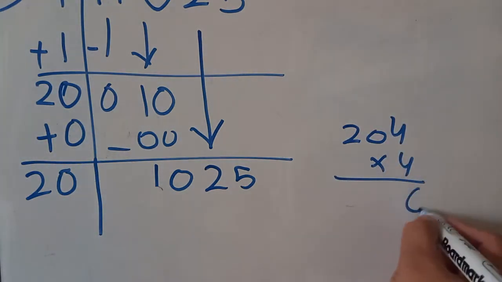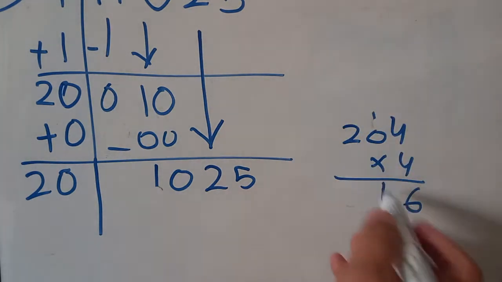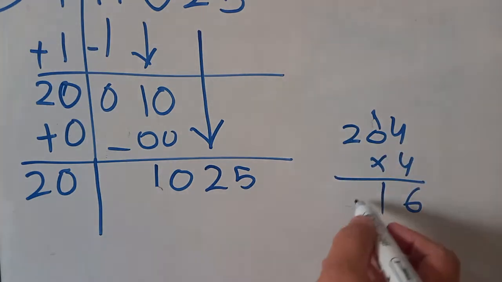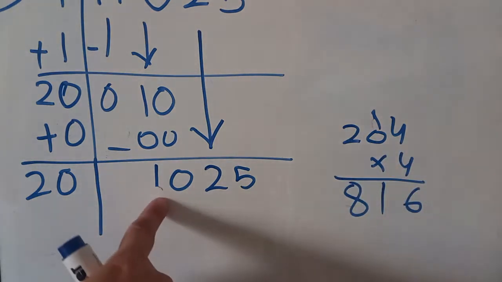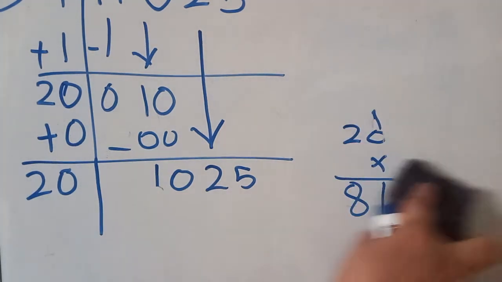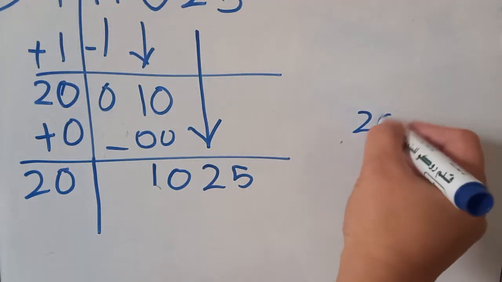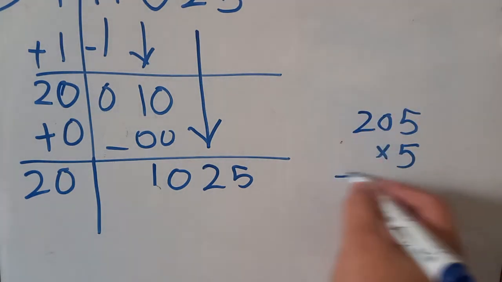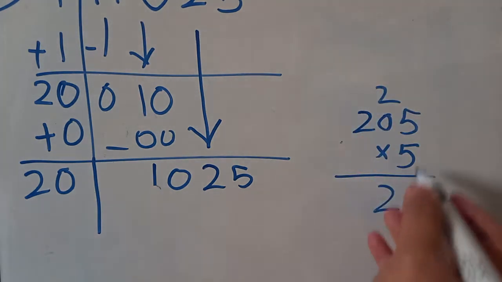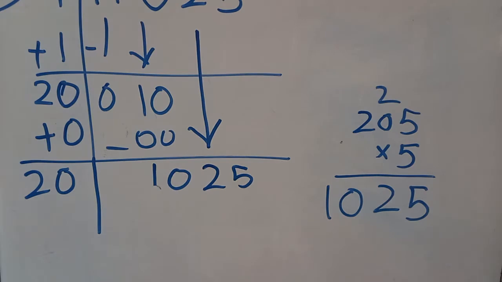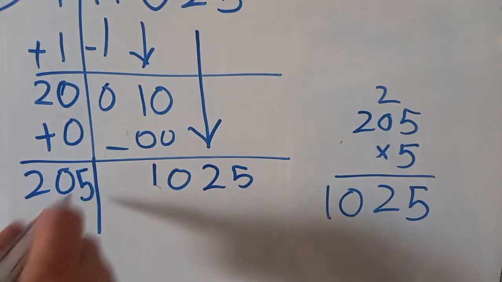4 times 4 is 16. 1 is carried here, and this carry will come the same here, and 4 times 2 is 8. Now it becomes 816. So 816 is also smaller, so we will go to the next number, that is the number 5. When we are multiplying with 5, 5 times 5 is 25, and 2 will remain here. 5 times 2 is 10. Now you can see we get the same number 1025 on number 5. So 5 is the digit.